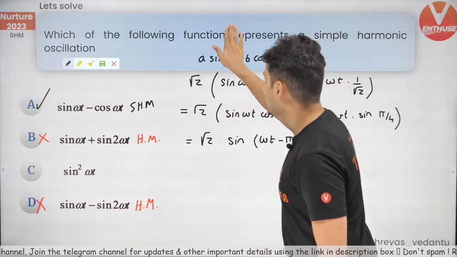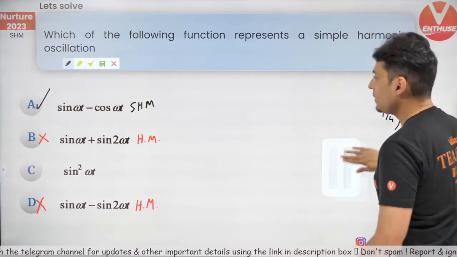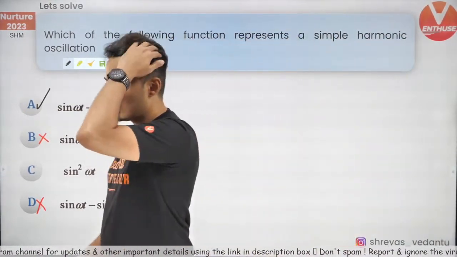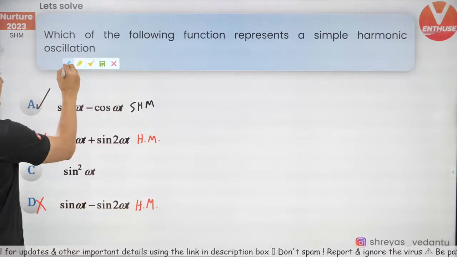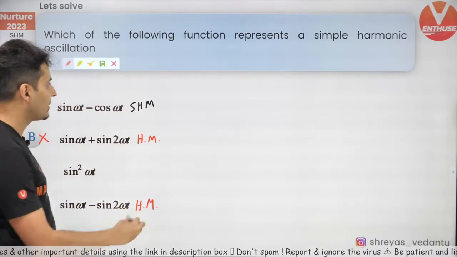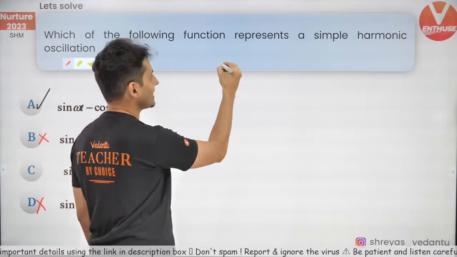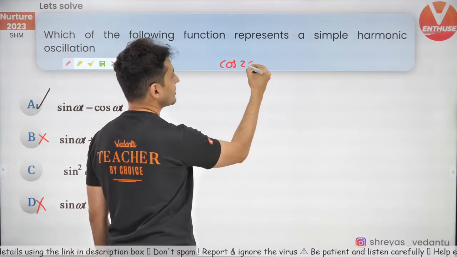Now, if option A is SHM, what about option C? What about option C? Guess what? If you look at option C, sine square omega t, I can do some magic. Remember, there is a formula for cos 2 theta.